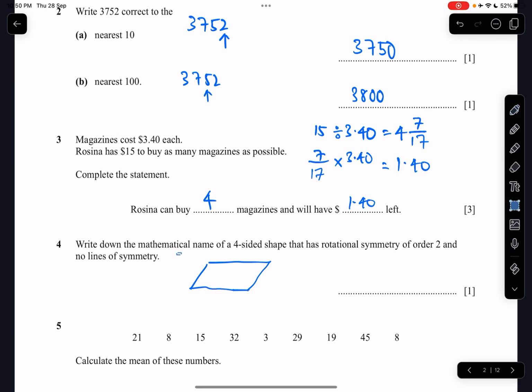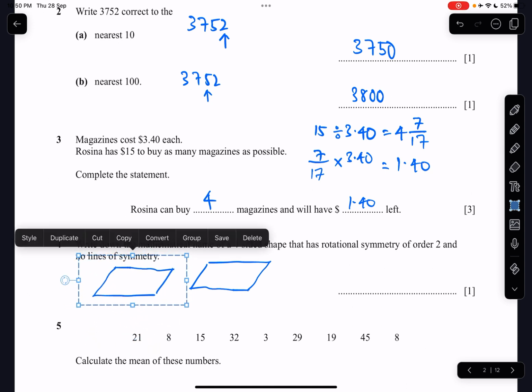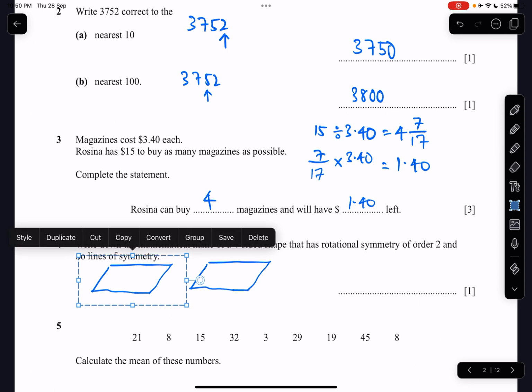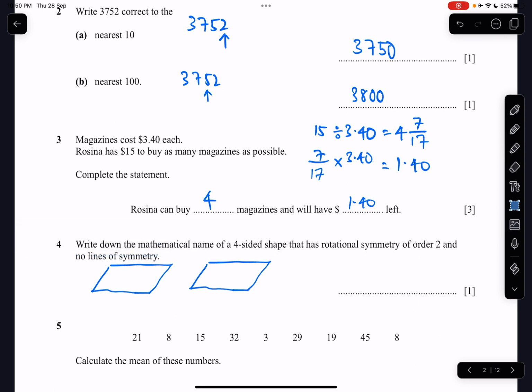So let's say I do this. Okay, and I'm going to copy and I'm going to paste, and see when I rotate it, okay, this is my first one. I rotate it again, this is my second one. So I know that it has a rotational symmetry of order 2. So for this question, the answer will be parallelogram.